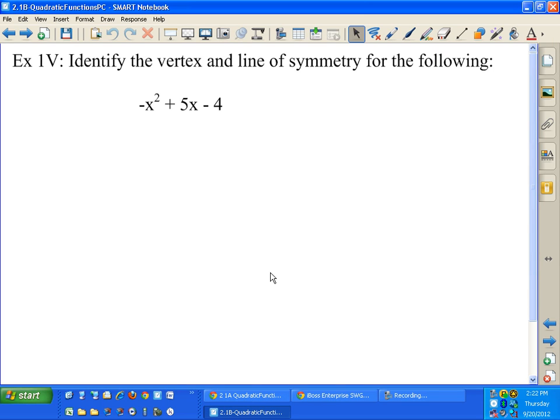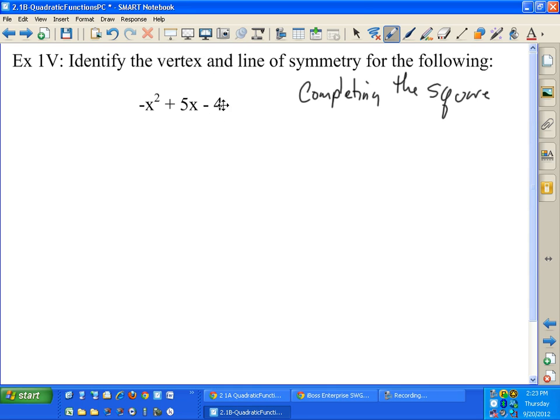In this section, these video notes, we're going to do a little bit of review of what we talked about the other day, but there's a little bit of a kink in it because there's a negative in front of the x squared. So in order to find the vertex and line of symmetry, you're probably thinking, hopefully, completing the square. And so that's what we're going to do.